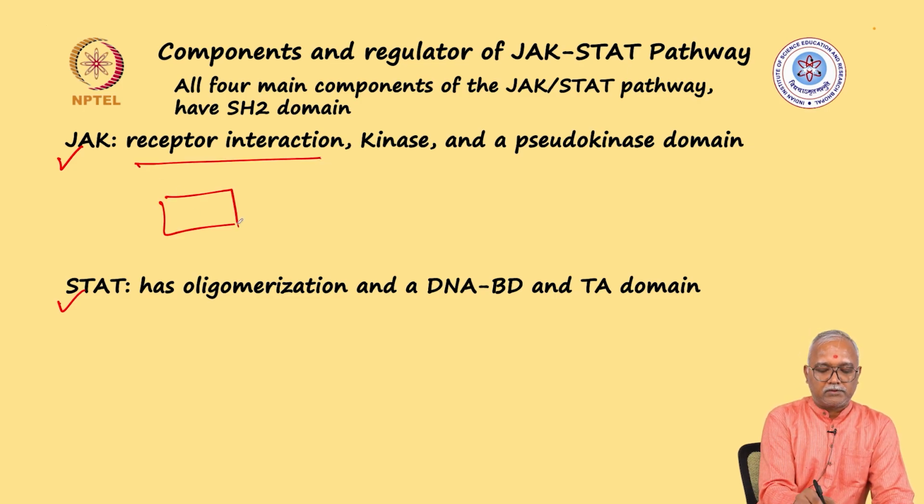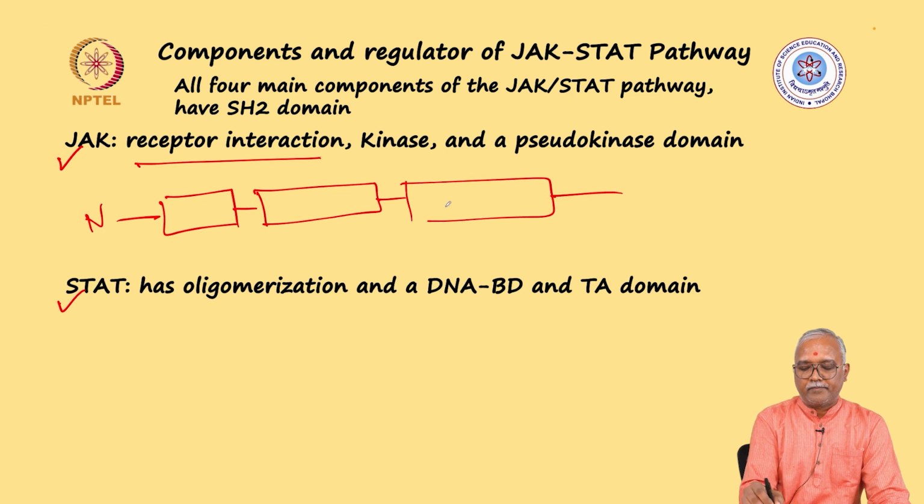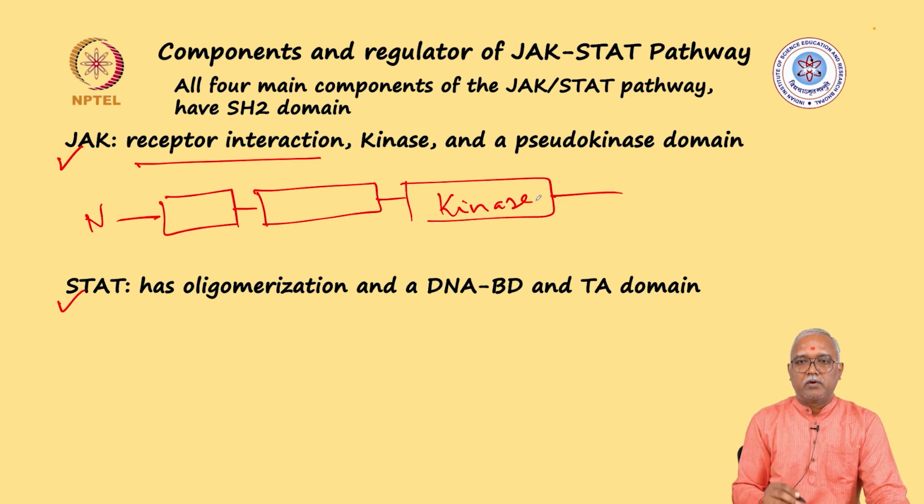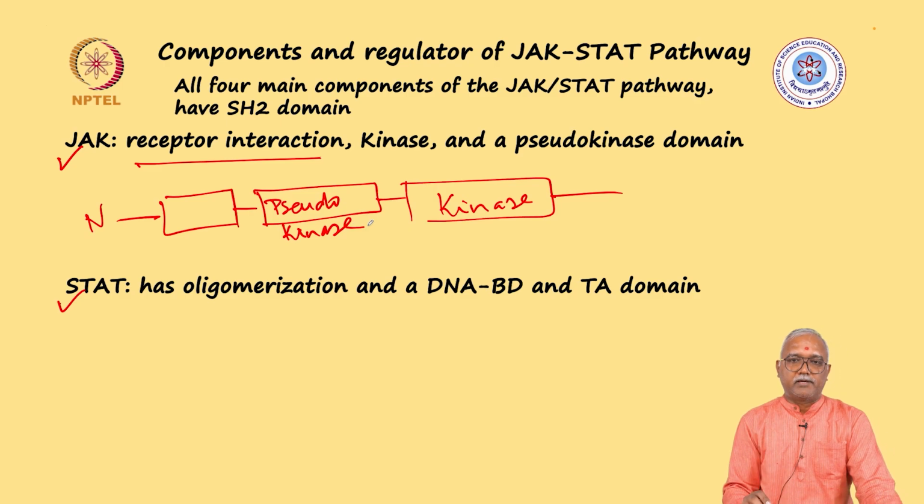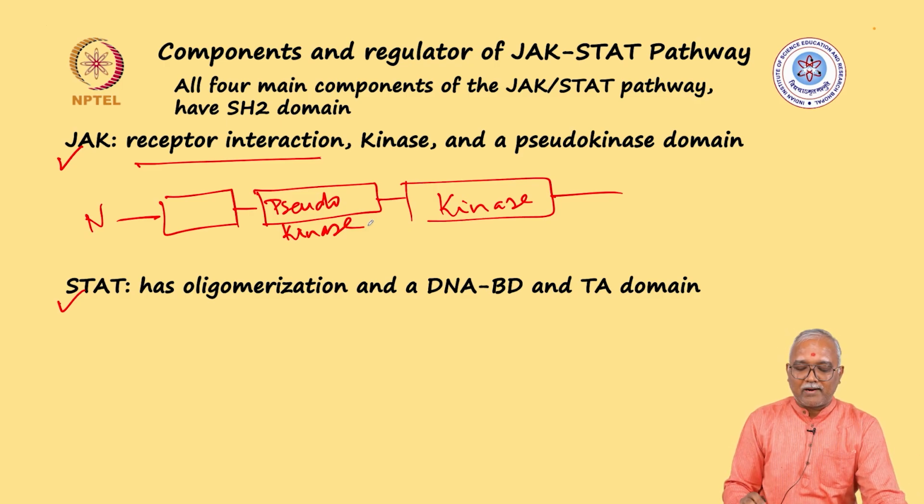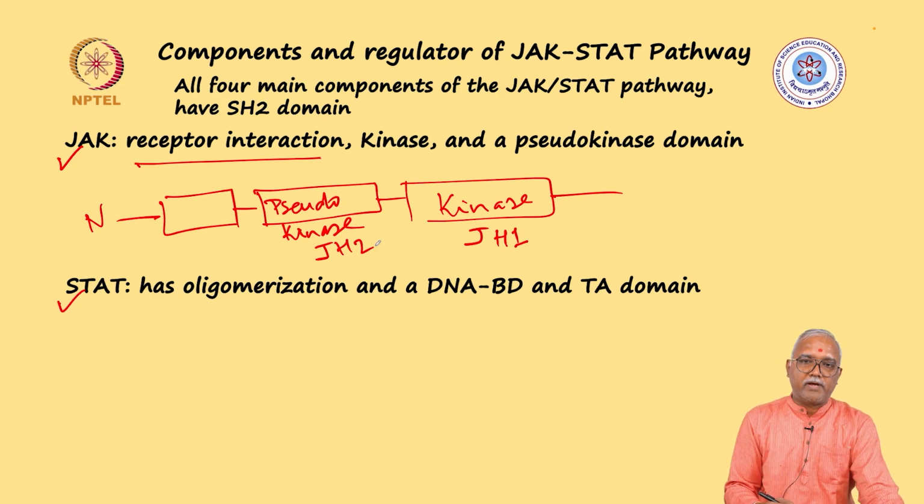If I can say this is a simple arrangement of domains from N terminus to C terminus, then you have a receptor interaction domain. Obviously, you have a kinase domain, which is again replicated, but there is a change or mutation because of which it is called a pseudokinase domain, which is present in addition to the kinase domain. And with respect to the JAK-like molecule, they are also referred to as JAK homology 1 domain and JAK homology 2 domain. We will see the significance of these domains when we discuss more how JAK-STAT signaling is regulated.